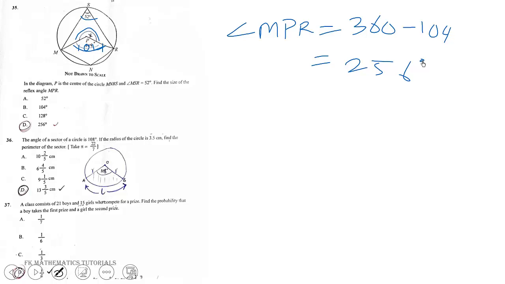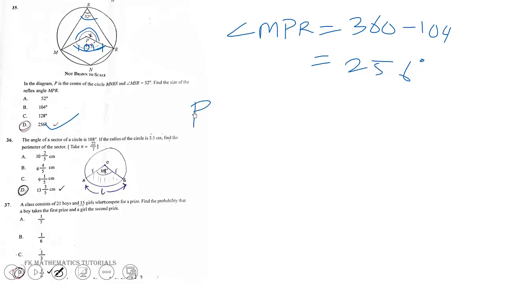360 minus 104. Now let's come to, so this is the correct answer. Now let's come to the 36. The angle of a sector of a circle is 108 if the radius of the circle is 3.5 centimeters. Find the perimeter of the sector.